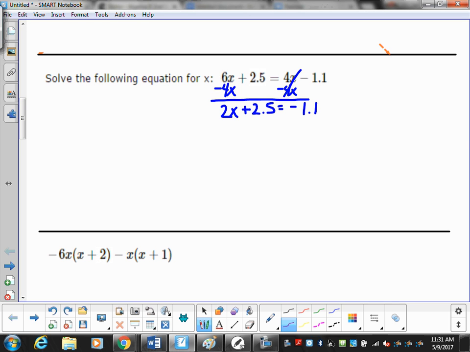The next step is to get x by itself. So I need to get rid of that plus 2.5. And to do that, I need to subtract 2.5. I got to do that to both sides. So now I have 2x. The 2.5's cancel out. I'm left with, on the right side, negative 1.1 minus 2.5 is negative 3.6.